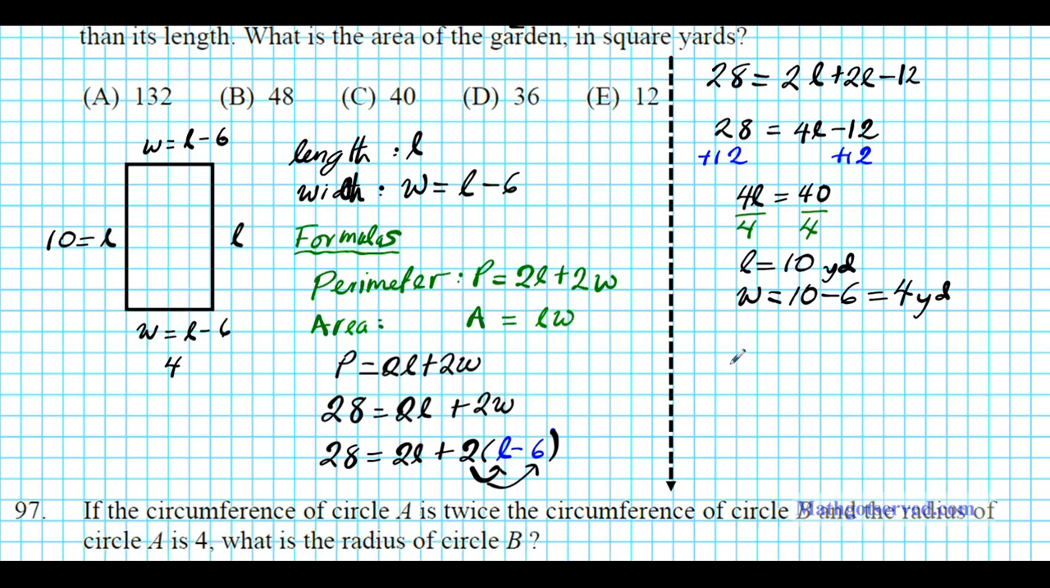So now we're going to make use of the second formula. Area is equal to length times width. So in this problem, the length is 10 and the width is 4. So 10 times 4. And your final answer is going to be 40 square yards. We can see that our answer is option letter C.